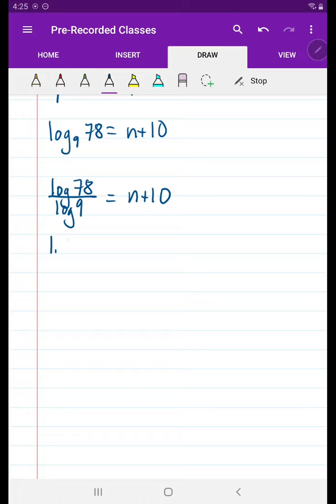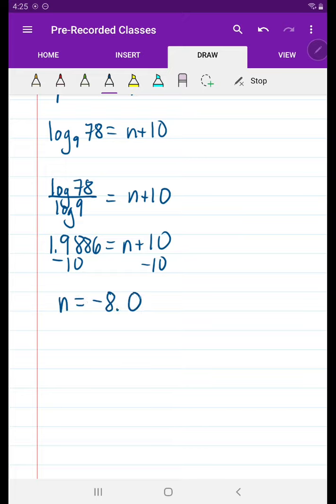So I'll get 1.9886, and that equals n plus 10. Then I subtract 10 from both sides. And so n is going to be negative 8.0114. That's going to be our answer for number 15.